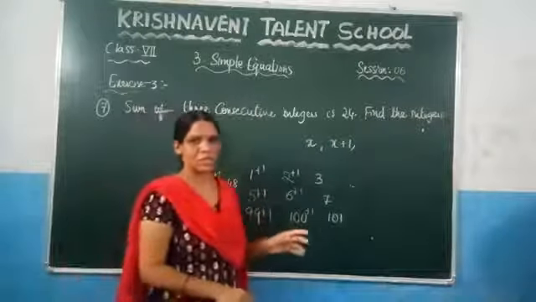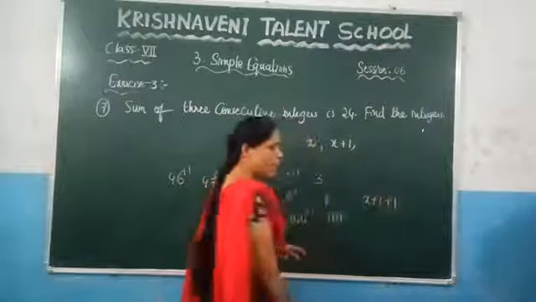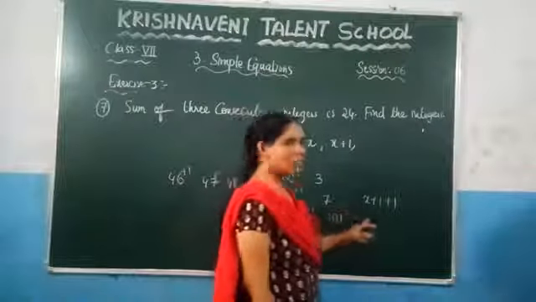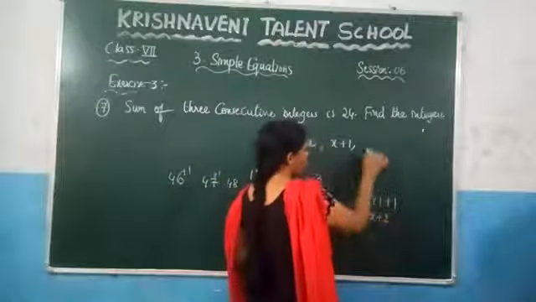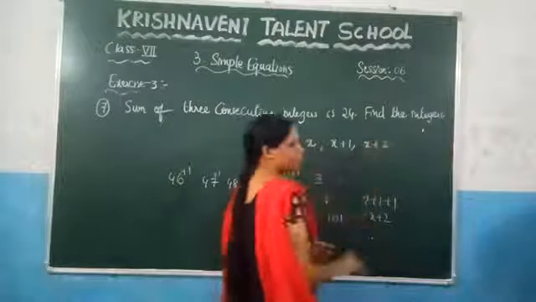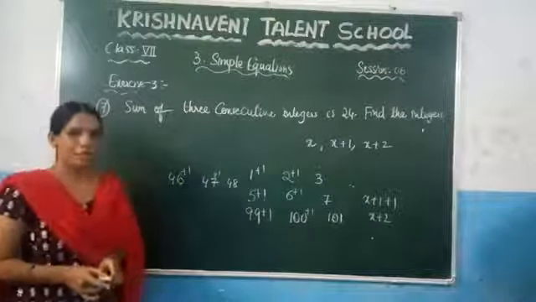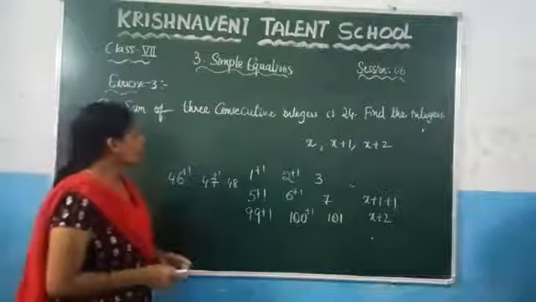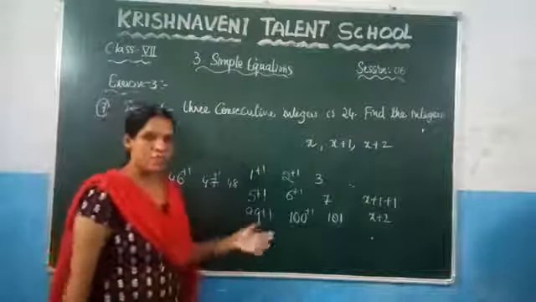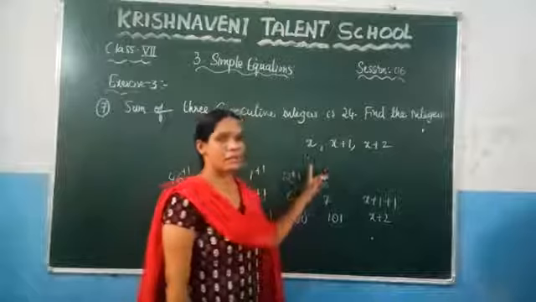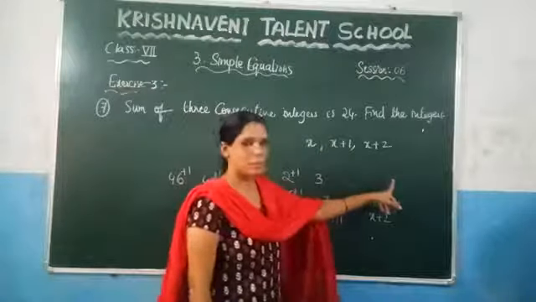Let us add 1 to this number. So what will you get? x plus 1 plus 1. Since you need to add the numbers, 1 plus 1 is 2, so the next number is x plus 2. Like that you need to write the consecutive numbers. So the three numbers are: if you take one number as x, the consecutive number is x plus 1, and the next is x plus 2.